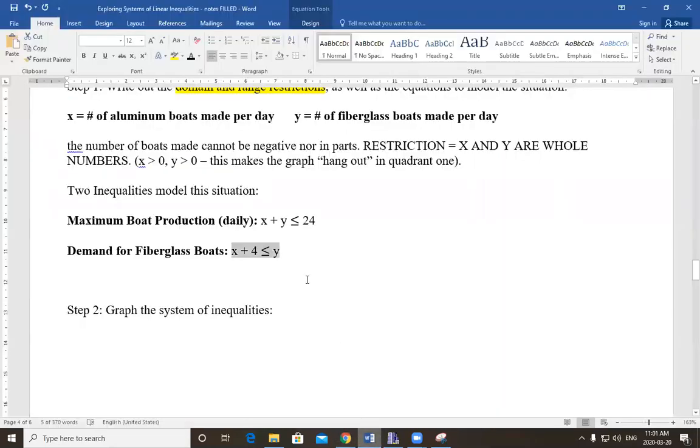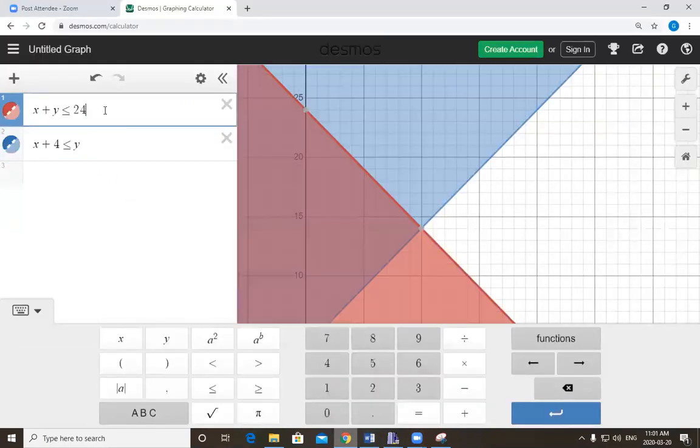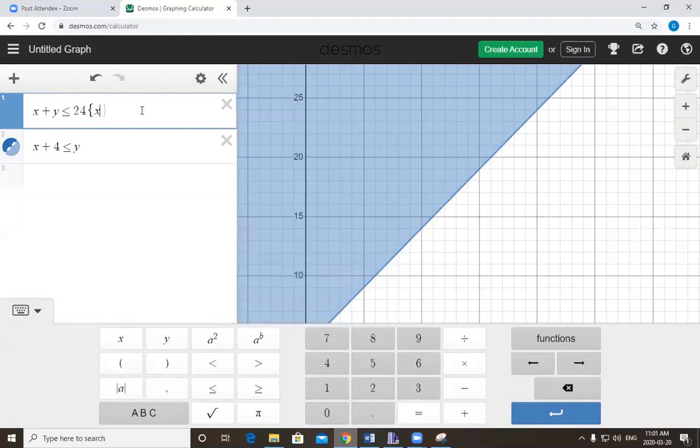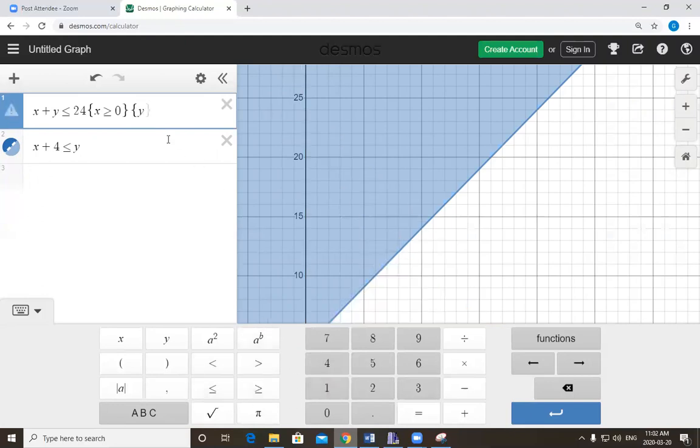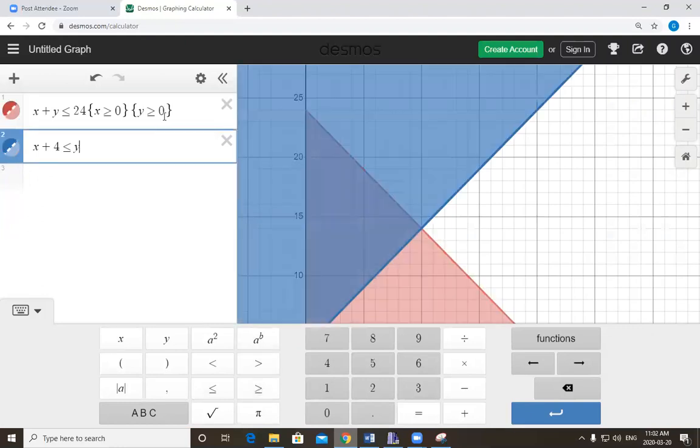Pause on that. We are stating our restrictions. Pardon me, we've done this before. So remember, we go up in here, our set notation, we say X greater than or equal to 0. And then Y greater than or equal to 0. So my apologies there. So you actually have to set up both restrictions.